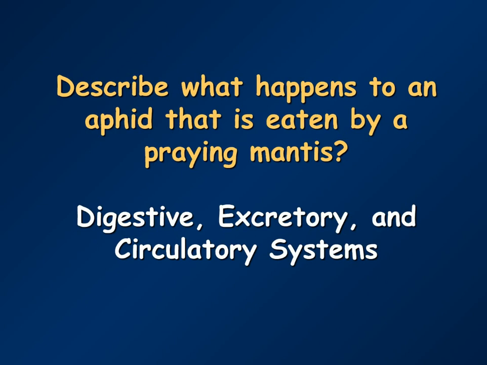Now what I'd like you to do is try to synthesize this information and look at how these systems interact with each other. So, what I'd like you to do is describe what happens to an aphid that is eaten by a praying mantis. And in this summary, you should discuss the role of the digestive, excretory, and circulatory system and what their functions are, along with discussing the individual components of these systems.